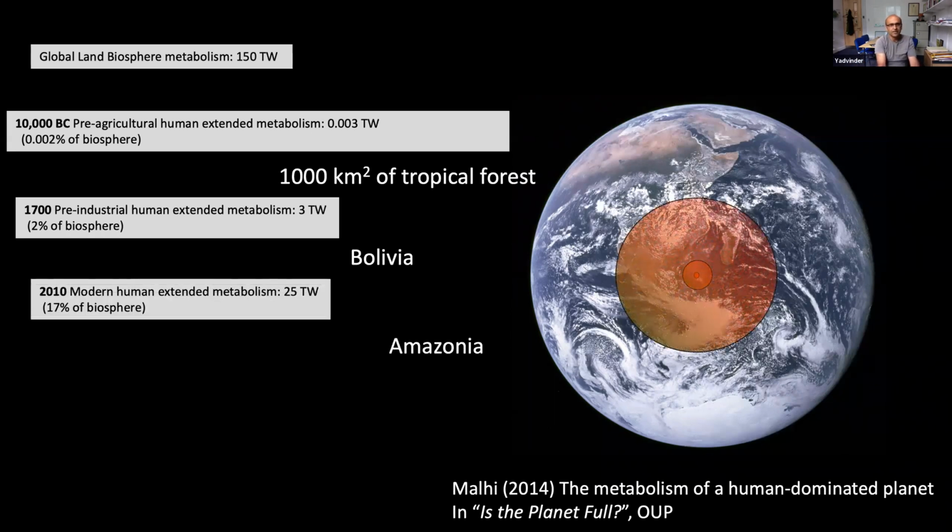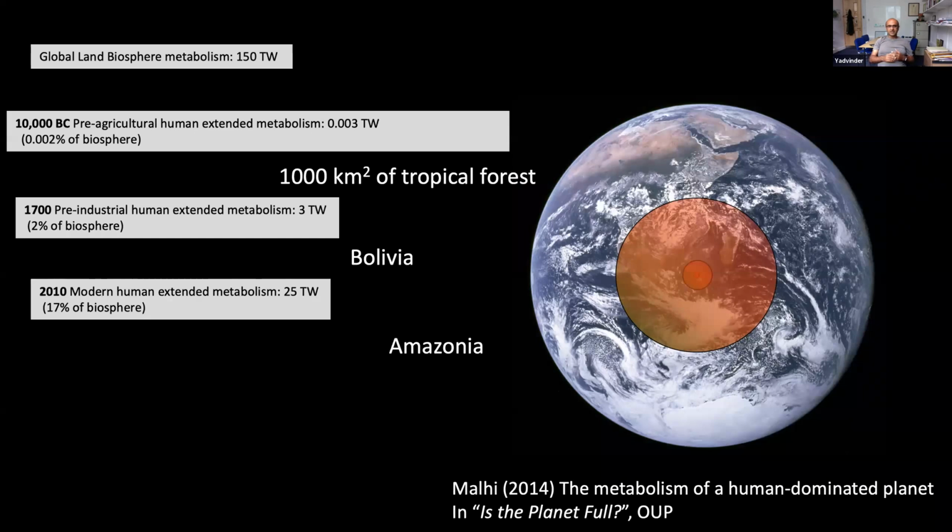And if we go to modern times, as we've gone through the Industrial Revolution and we're using more and more energy from fossil fuels in particular, the total amount of energy flowing through our growing and expanded global population is now around 17% of biosphere energy. And you can see this red circle becoming larger and larger comparative to the size of the planet.